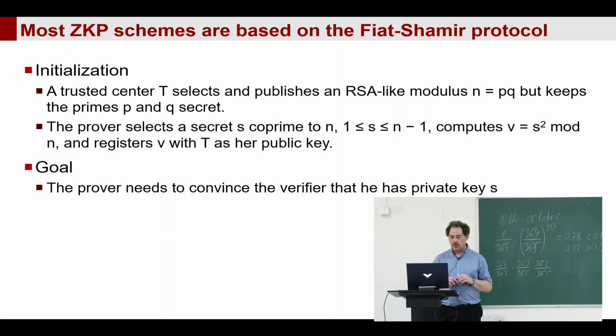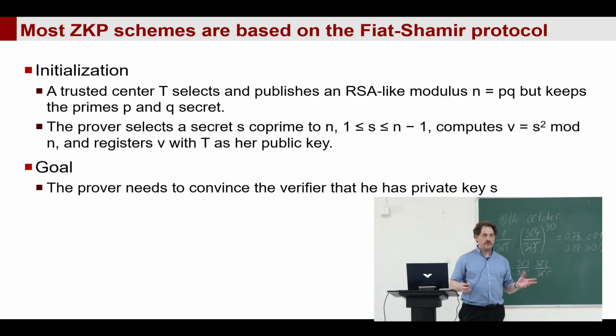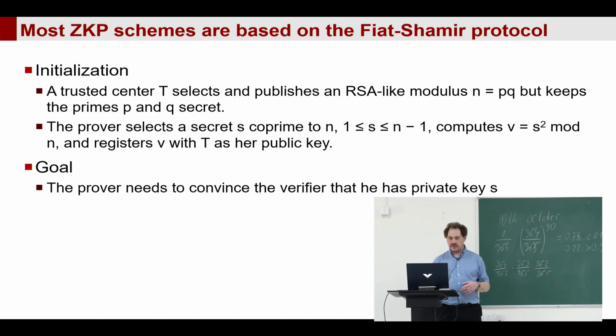Initialization. We have some trusted center, a trusted authority, which selects and publishes n equal to the product of two prime numbers. The trusted center keeps the two prime numbers secret but discloses their product. And we know that factoring numbers is a hard problem, so given n, it's difficult to find p and q.